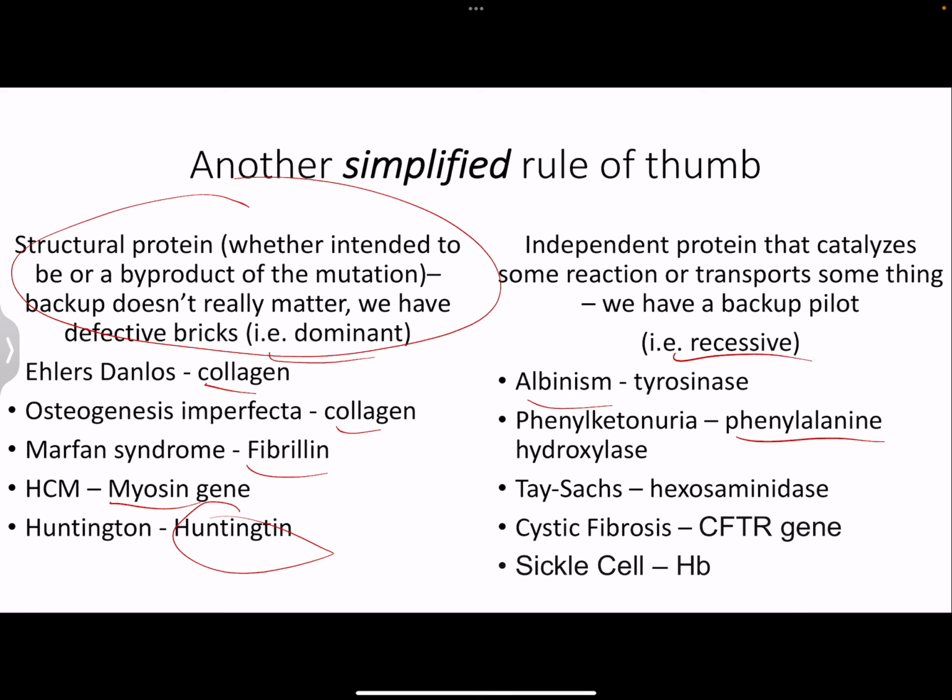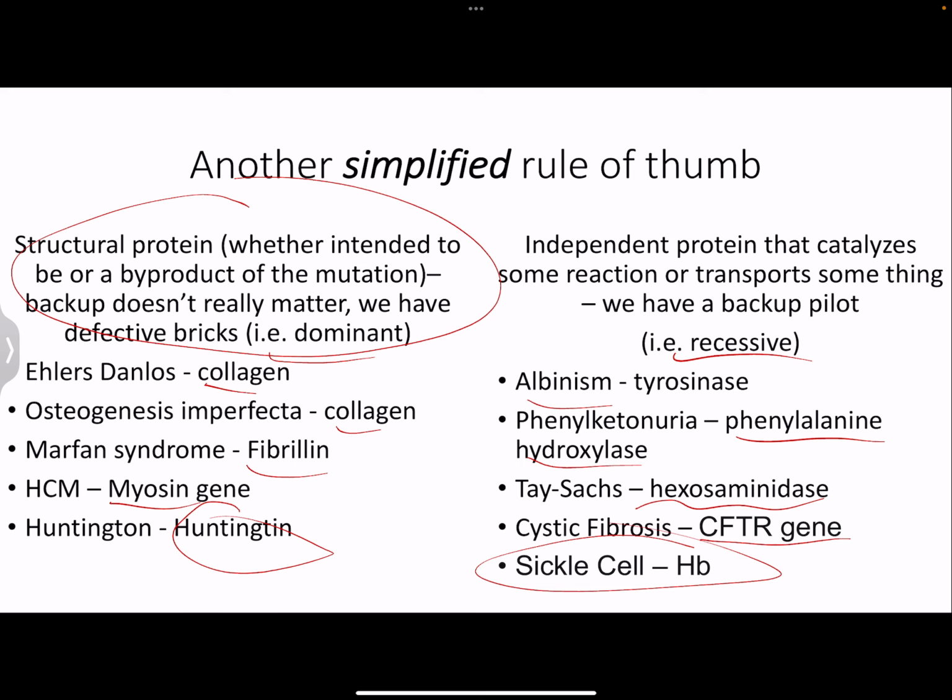Phenylketonuria, we need phenylalanine hydroxylase to convert phenylalanine to tyrosine. But you know what? We got a backup. But if you have two missing, now you got this. Same thing for this with gangliosides. CFTR gene is getting chloride from one side of the cell to the other side of the cell. If we have a defect, that's okay. We got a backup to get chloride across. But so this is where it's two missing.